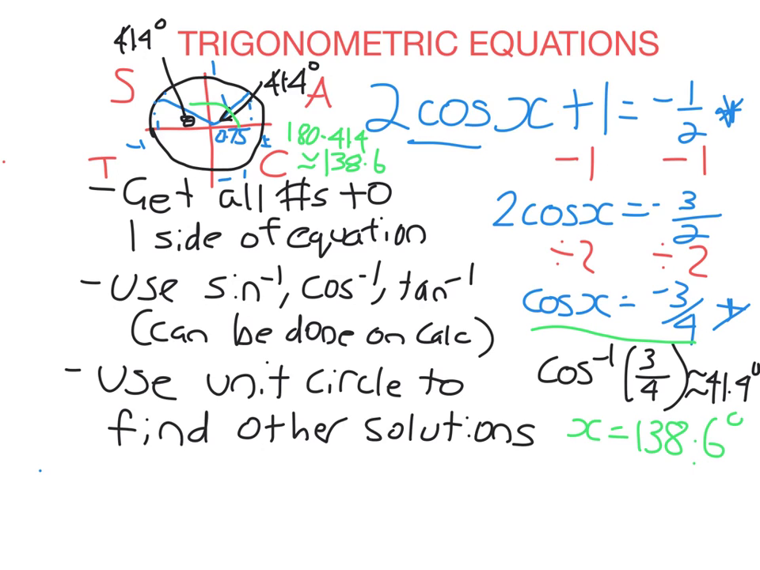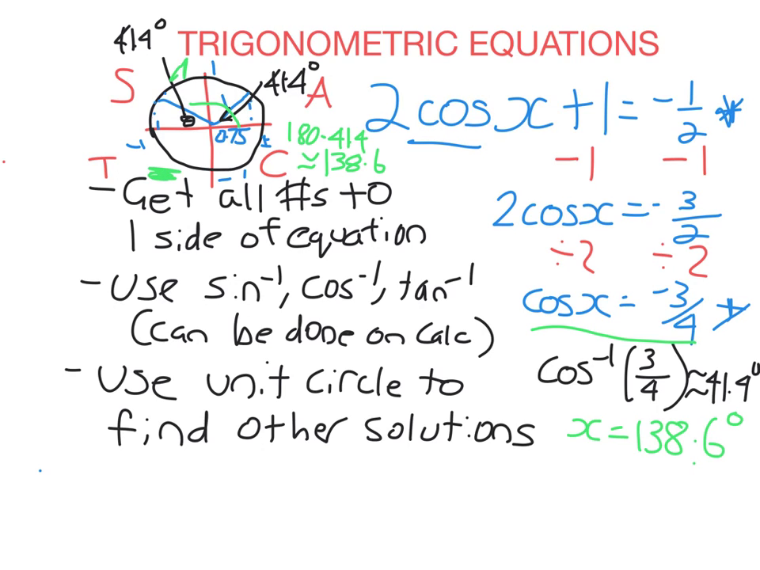So your calculator may have given that, but then it wouldn't be easy to find the other solution. We know there's another solution. So again, I want to find a value of x that makes cos x equal negative 3/4. So I found the one in this quadrant because cos is negative here, but it's also negative in this quadrant.